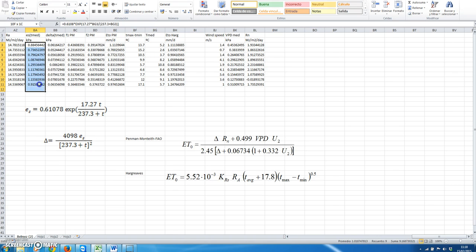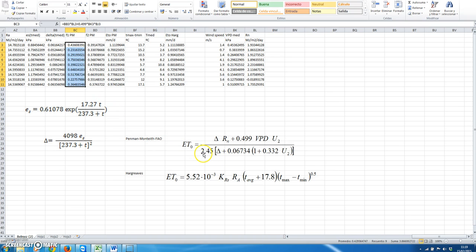Once we have saturated vapor pressure, we apply the following equation for delta, and we calculate the corresponding values. Then, to calculate the Penman-Monteith FAO ETo, we are going to split it in the numerator. We calculate the product of delta, net radiation, plus 0.5 VPD multiplied by wind speed. We do it here, and we get these values.